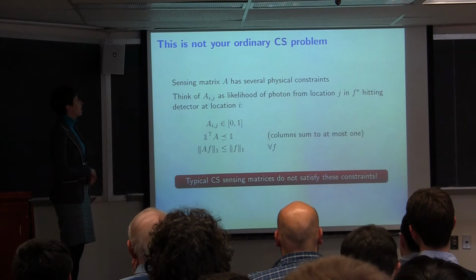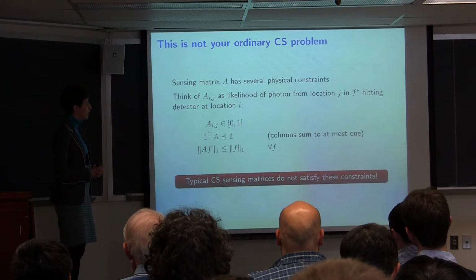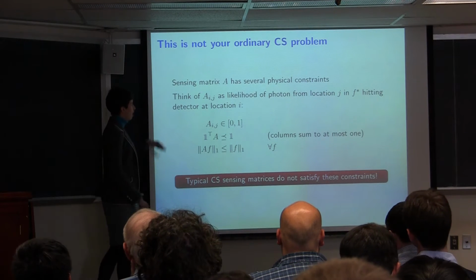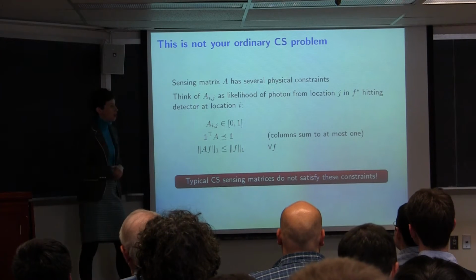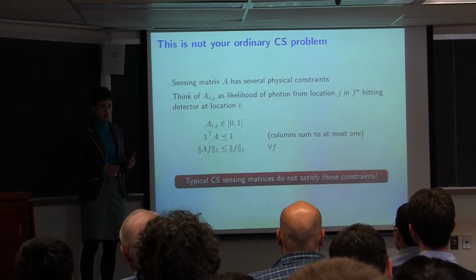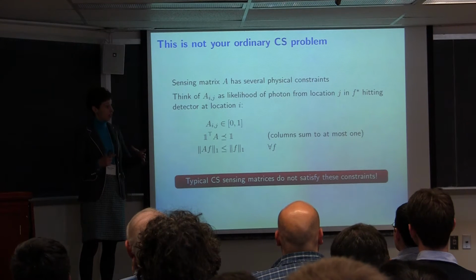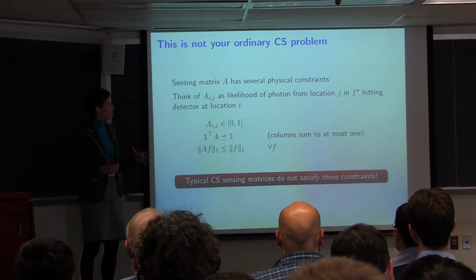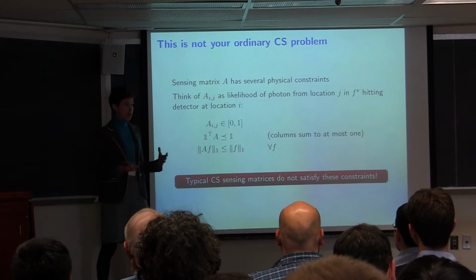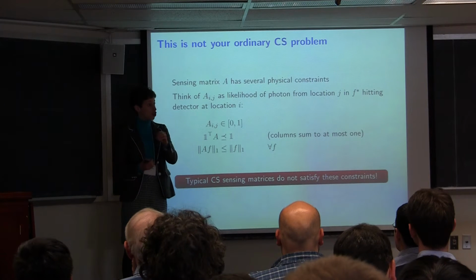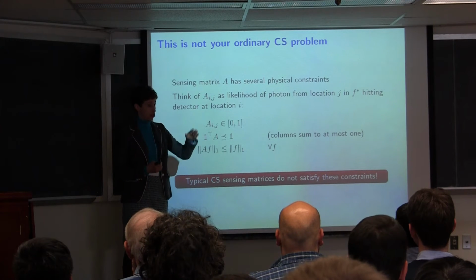All right. So the first point I want to make is that this is not the typical CS problem. One of the reasons for that is that we have physical constraints that we have to take into account. The way I think about this, which makes these constraints intuitive, is to think about this sensing matrix A as describing, for instance, the propagation of light in a camera. An element of this matrix, Aij, would correspond to the probability of a photon coming from location J in my signal, going through my camera and landing at location I in my detector array.